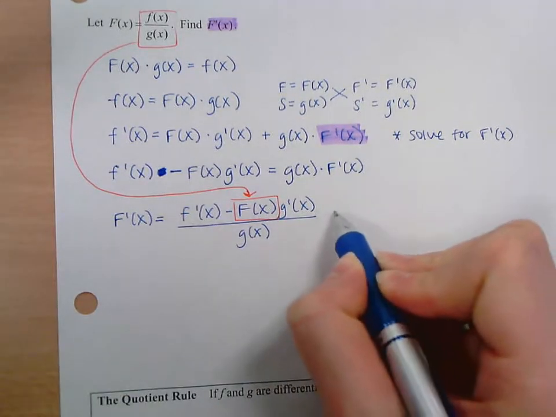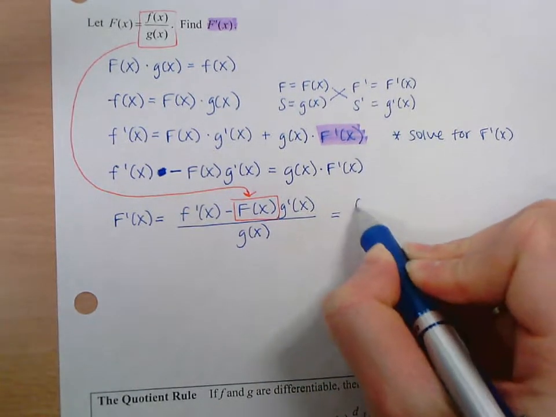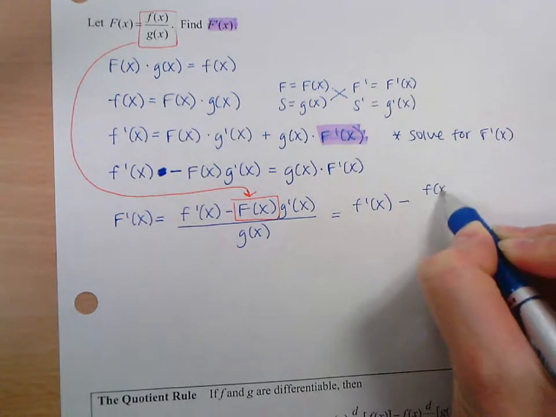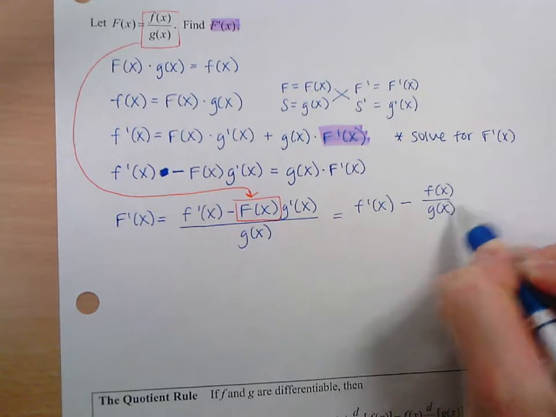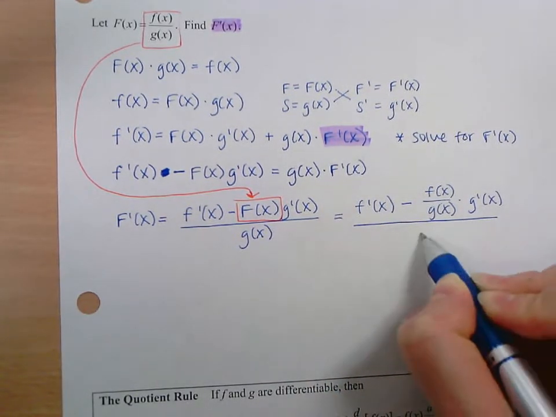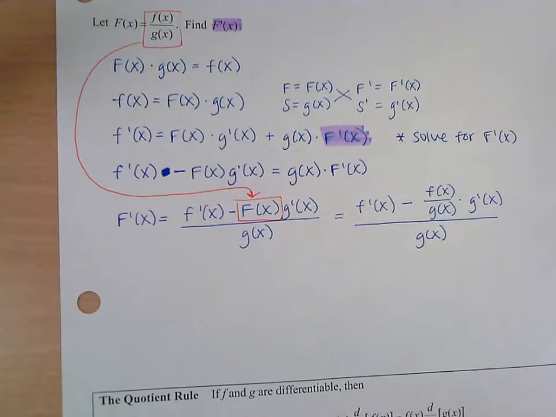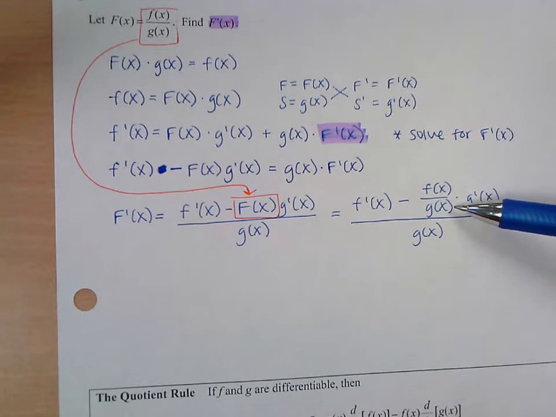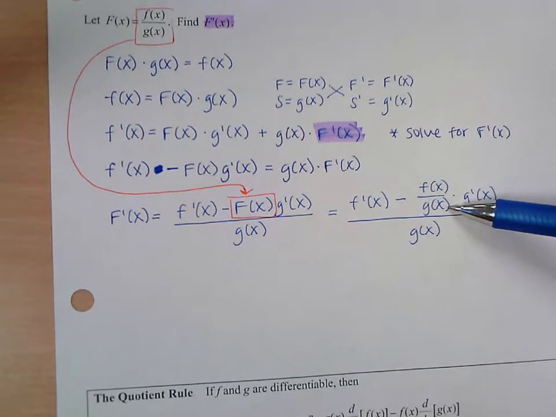So I would have, I'm just going to write this over here, little f prime of x minus f divided by g times g prime of x, all over g of x. But that gives me a complex fraction. I don't want to leave that. But what I can do is, if I want to get rid of this denominator, I'd have to multiply by g.